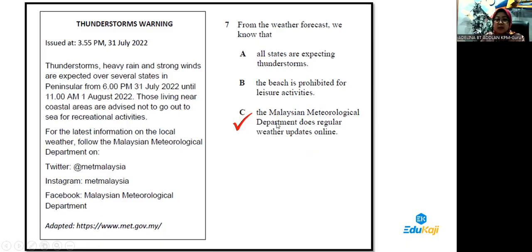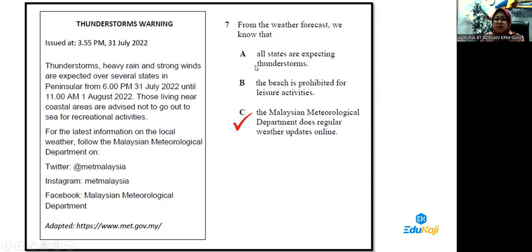Why? Because here it mentioned the Malaysian Meteorological Department does regular weather updates online. It's true. Let's see. Thunderstorm, heavy rains, strong winds are expected over 7 states in the peninsula from 6 p.m. on the 1st July 2022 to 11 a.m. on the 1st August 2022. See, now for the latest information on the local weather, follow the Malaysian Meteorological Department. When you see that latest information, you are talking about regular weather updates all the time. And it's always updated.